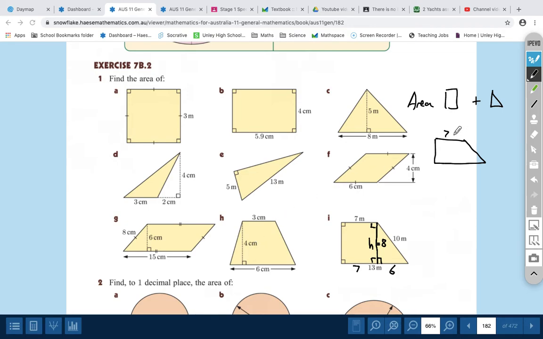We've got 7, that's the A value. We've got 13 on the bottom, that's the B value. And we've got our height equals 8. And the formula says you've got to average the top and the bottom. You've got to go 7 plus 13, that's 20. Divide by 2, that's 10. And then you've got to times it by the height. So 10 times 8, 80 square meters. That's quite big. It's like the size of a small house.